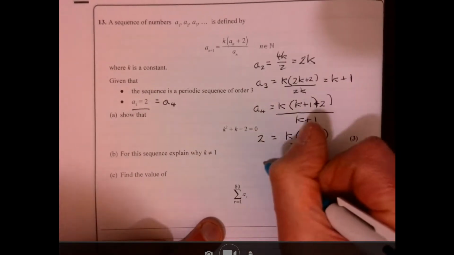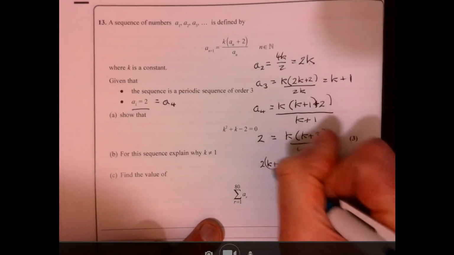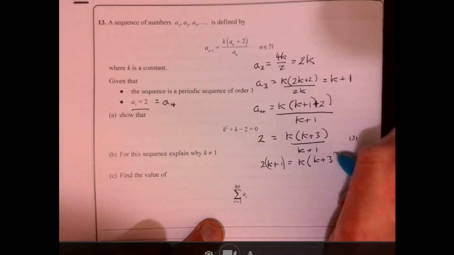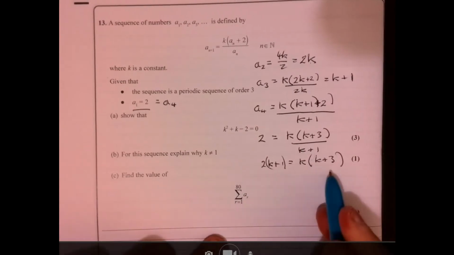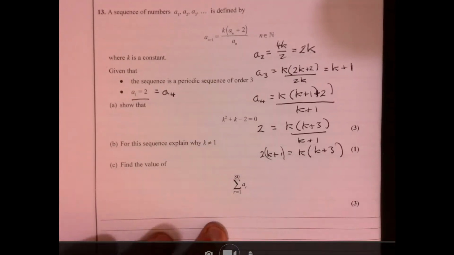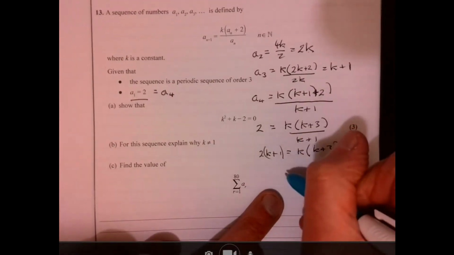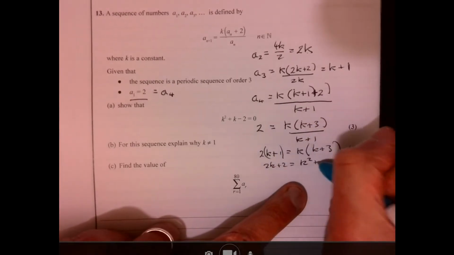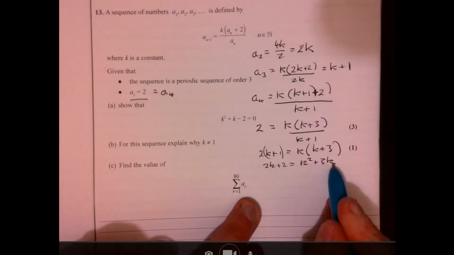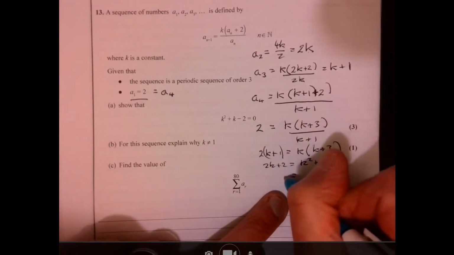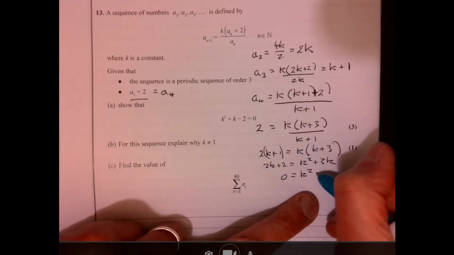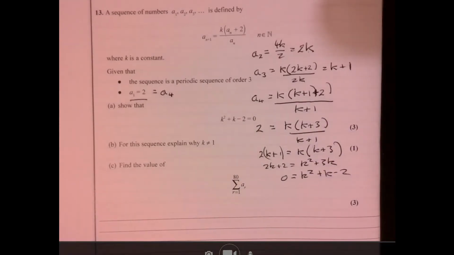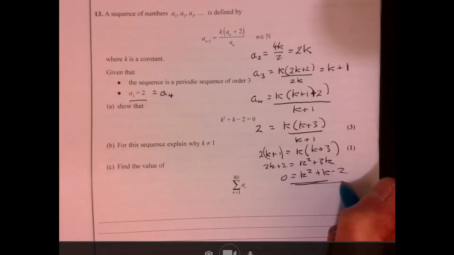Multiply both sides by k plus 1. So 2 times k plus 1 equals k squared plus 3k. And if you multiply these out, we end up getting this over here: 2k plus 2, k squared plus 3k, take away 2k, take away the 2, and we've got k squared plus k take away 2. Right, okay, so there's part A.